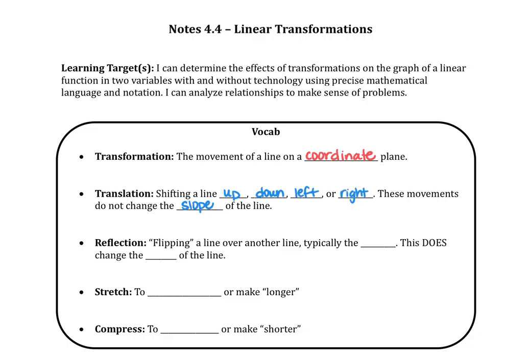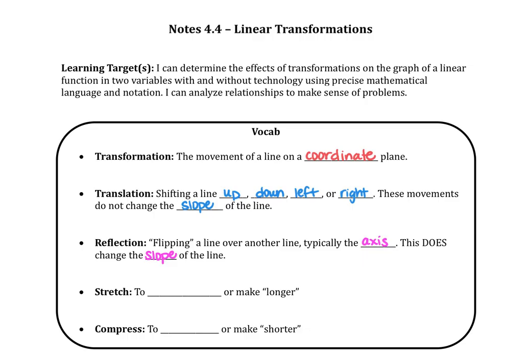A reflection is basically like we're flipping a line over another line, which we typically use an axis, an X or Y axis. This will change the slope of the line because if I flip it over the X or Y axis, it will actually change my positive slope to negative and my negative slope to positive.